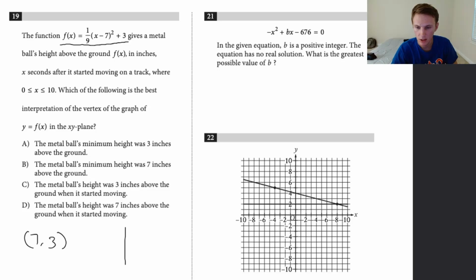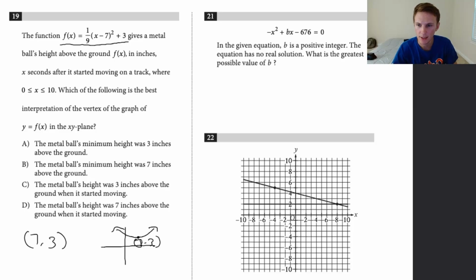What this means is we have this parabola, and basically, let me draw that a little better. It's going to look something like this, and the vertex is going to be at (7, 3). So this will be the minimum point. Okay, and then now we just have to interpret that in the context.